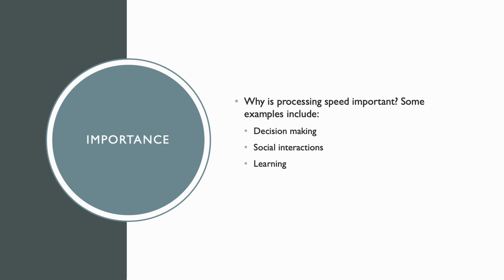These are only some examples of the ways in which you rely on processing speed in your day-to-day life, but there are also other areas of your life, as well as other cognitive domains that I'll discuss in a bit, that also rely on processing speed.